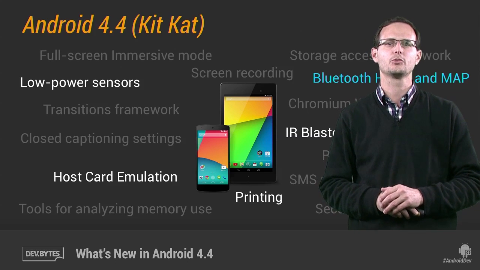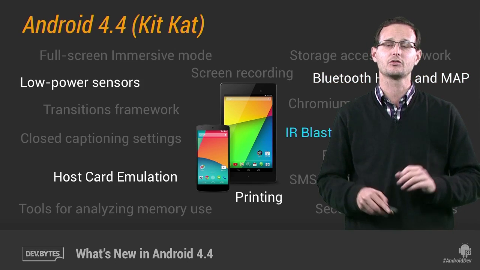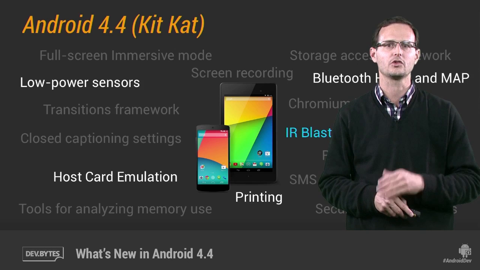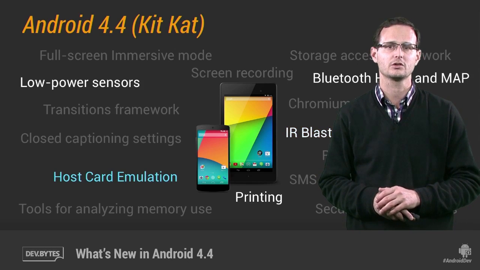There's also new platform support for built-in IR blasters with a new API that lets you check whether the device has an infrared emitter, query its carrier frequencies, and then send infrared signals. There's also support for host card emulation.